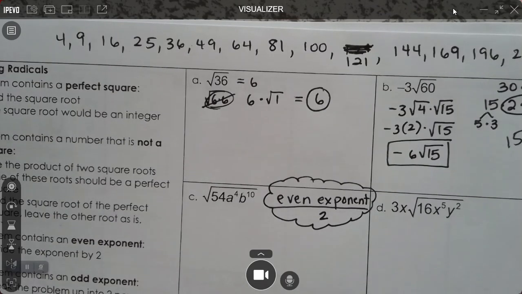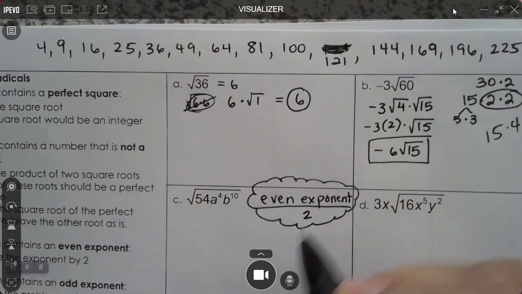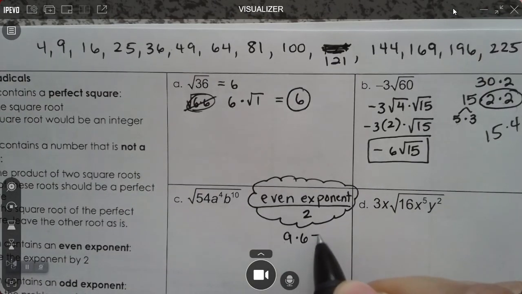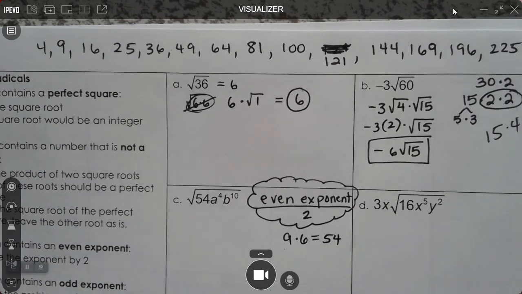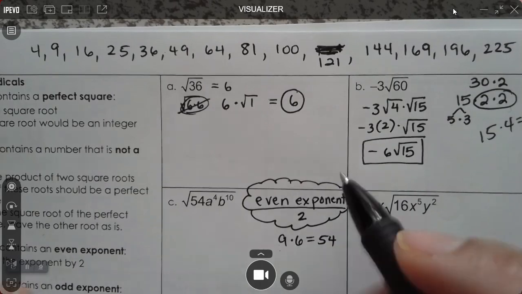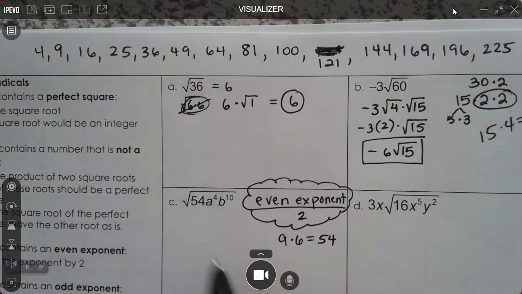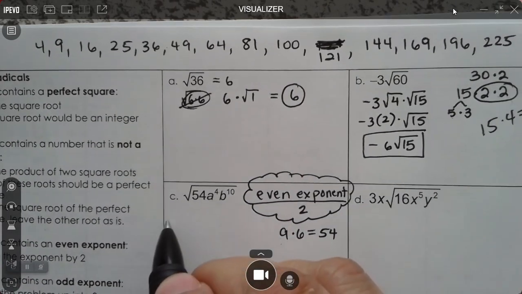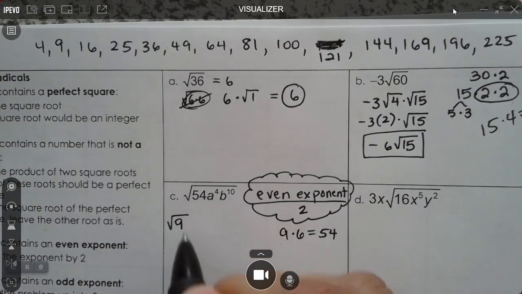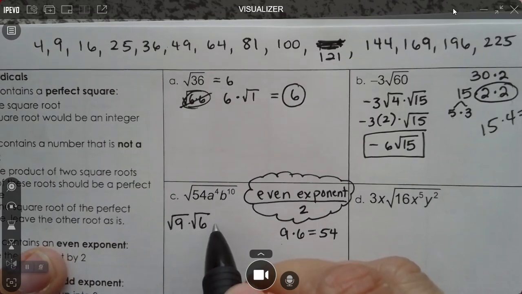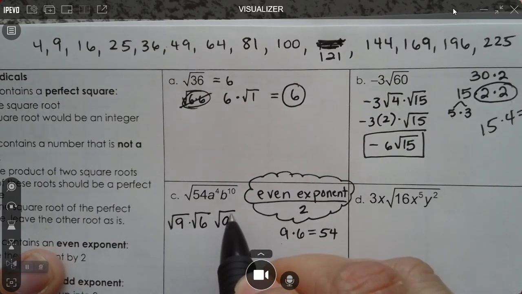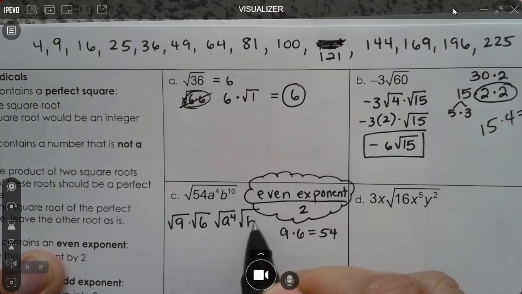9 times what is 54? 9 times 6 is 54, okay? Good. And why am I so caught up with 9? Because 9 is a perfect square. Are we clear? All right, so here we go. The 54 is going to break down into the square root of 9 times the square root of 6, clear? And the square root of a to the 4th and the square root of b to the 10.